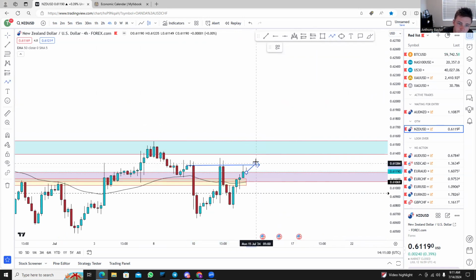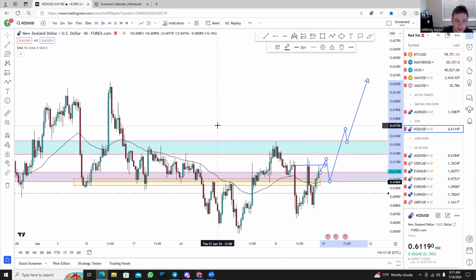Then what we'll look for is a shift in structure on the 4 hour. That means the 4 hour and the daily are both bullish. We need to see it come back, retest this EMA, retest this daily area of interest, retest this 4 hour area of interest, send it up. It needs to break this weekly area of interest and boom. That's what we'll look for.